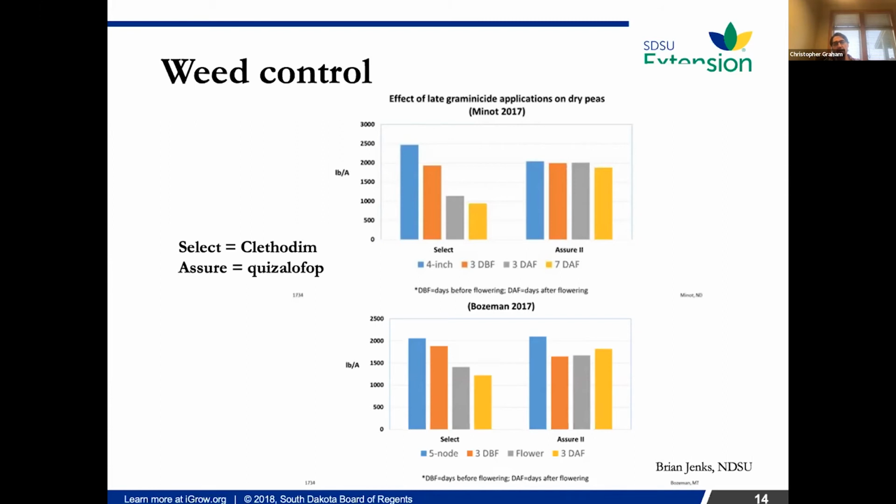So again, timing is really critical with those post-emerge. I didn't really mention it too, but they're also kind of expensive. Especially something like Raptor, if you've already applied something pre-plant and now you're going into a post-emerge, your weed control bill is really starting to add up there.